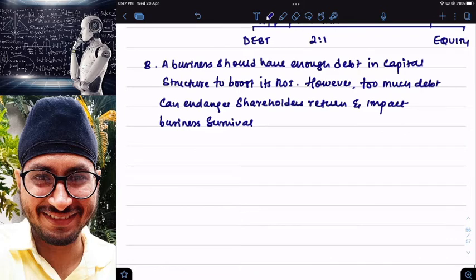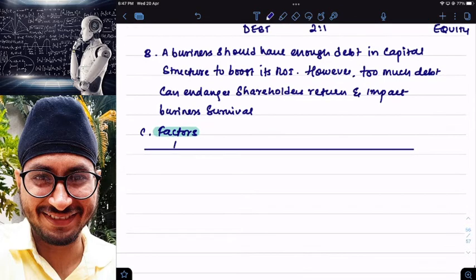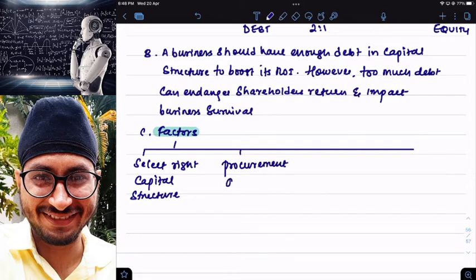So that is why there are some factors you have to keep in mind before deciding how much debt and how much equity should be there. What are those factors? Factor number 1, select the right capital structure. Means you should have debt also in your business, equity also in your business. Don't depend only on equity, don't depend only on debt. They should be a proper combination. Number 2, procurement of capital.